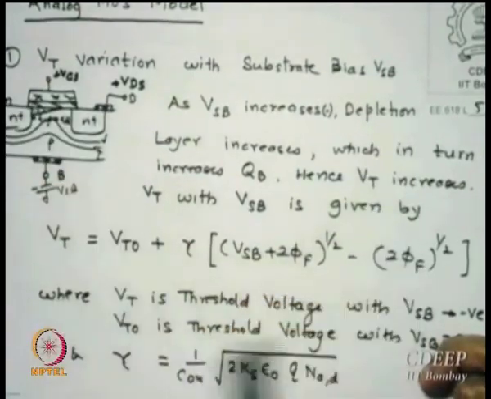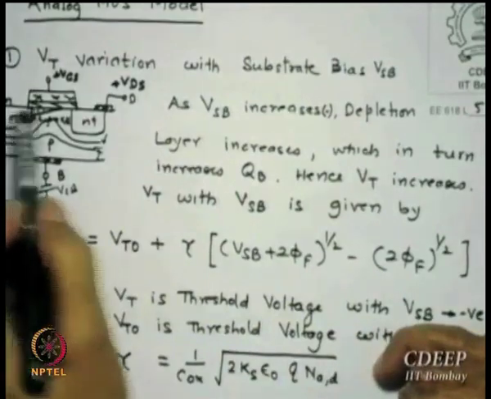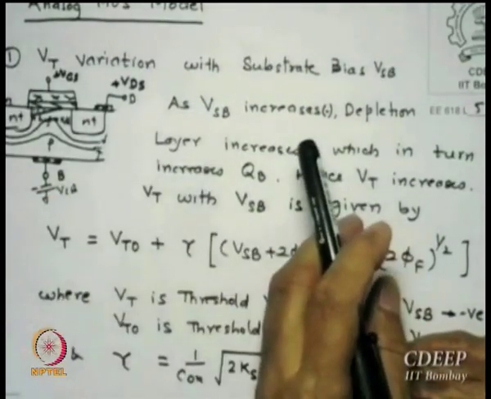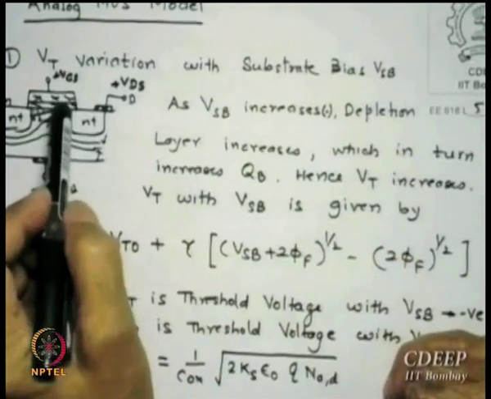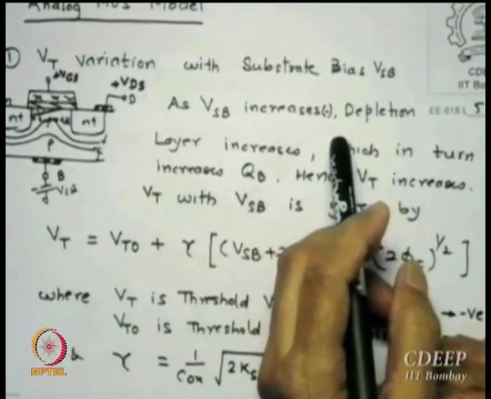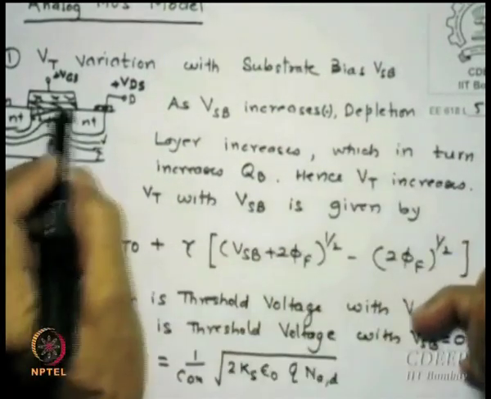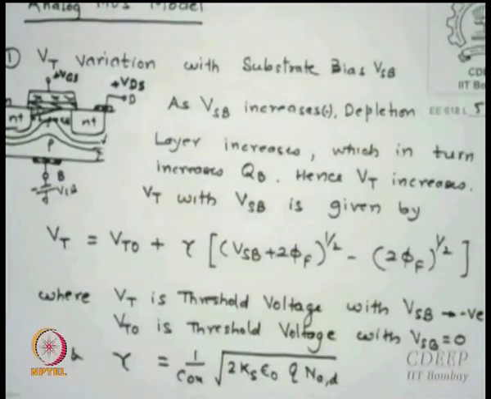Is that correct? But in a transistor, the actual channel length, we say from source to drain, is the channel length L. Once the pinch-off point moves away, the effective channel length is not L now, because the channel exists only for L minus the depletion layer here. Is that correct?